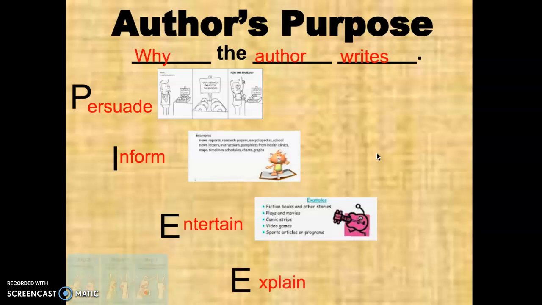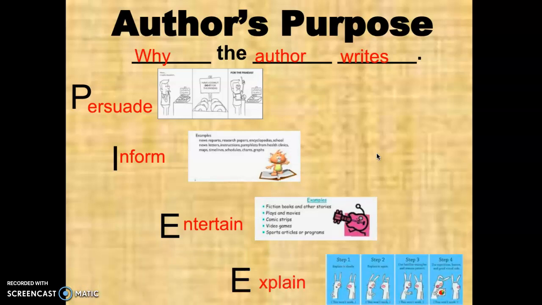And the final way is to explain something. They're giving you step-by-step directions. It's kind of like informing you, but the difference between inform and explain is that in explain, you are getting the steps on how to do something. And the example that's given on the screen is step 1, step 2, step 3. You might see in an explanation purpose, you might see first you do this, then you do this, that kind of information.